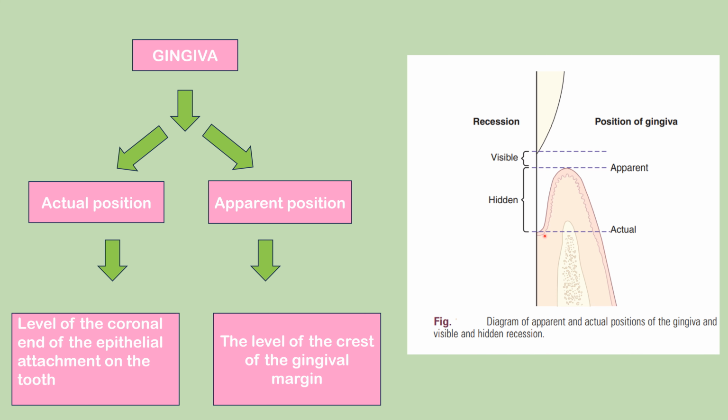Gingival recession determines the position of gingiva. Looking at the diagram, the apparent position of gingiva is the visible level of the gingival margin which is seen clinically, or the level of the crest of the gingival margin. Whereas the actual position of gingiva is the hidden portion of the gingiva, or the true position of the gingival attachment, which is determined by probing to locate the junctional epithelium, or the level of the coronal end of the epithelial attachment on the tooth surface.